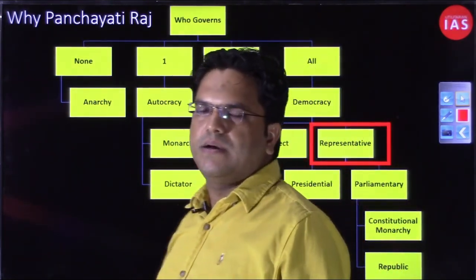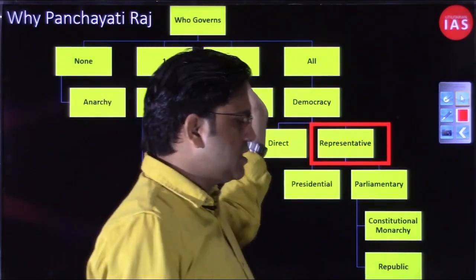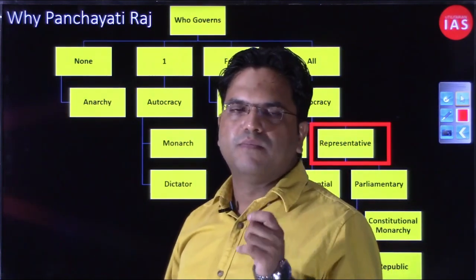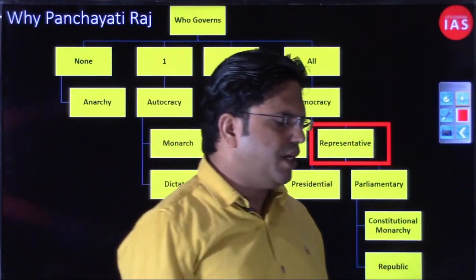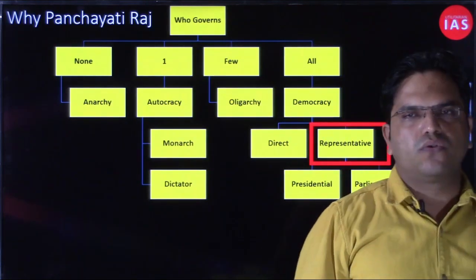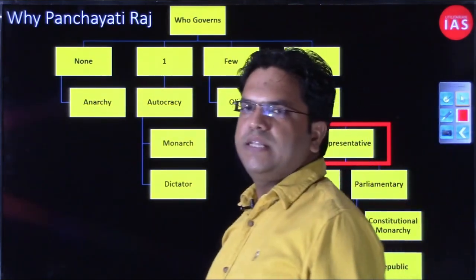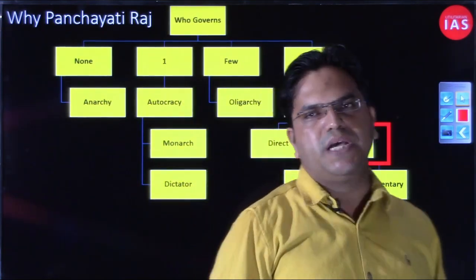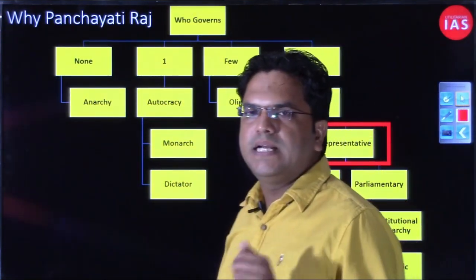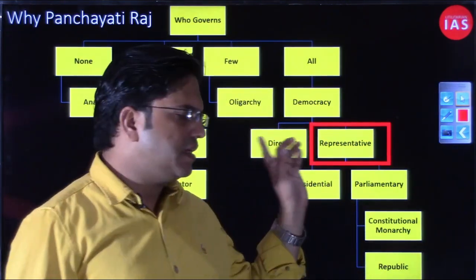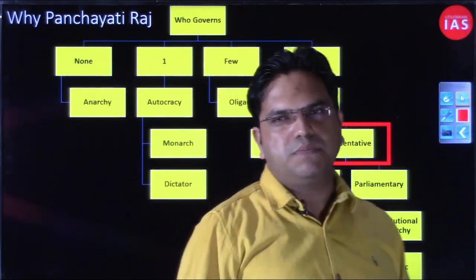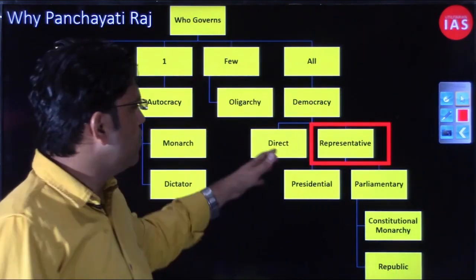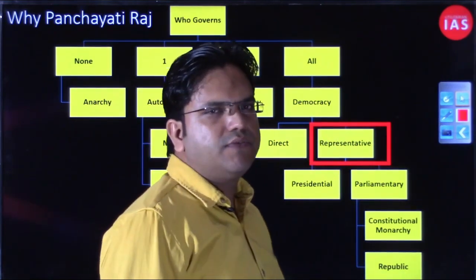We had divided political systems across the globe into these kinds. When you are ruled by none, that political system is called anarchy. When you are ruled by one person, that is called autocracy. If you are ruled by a few, that is called oligarchy. If a nation is ruled by all the people, that is called democracy. While explaining the types of democracy, we had said that the kind of democracy we practice is not direct democracy, but representative democracy.